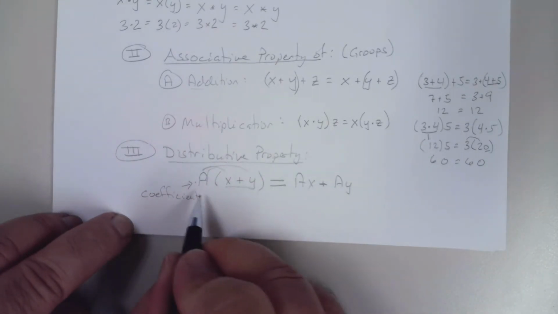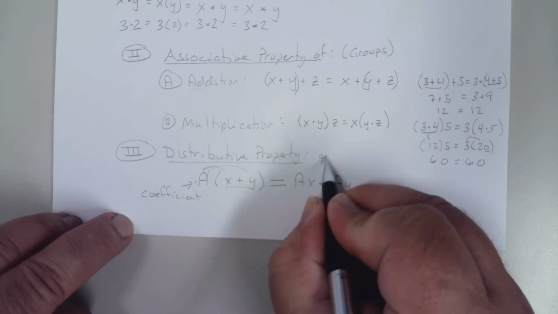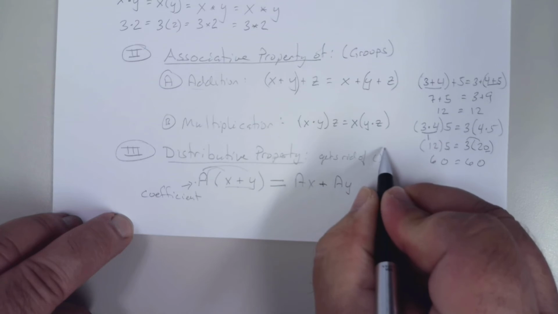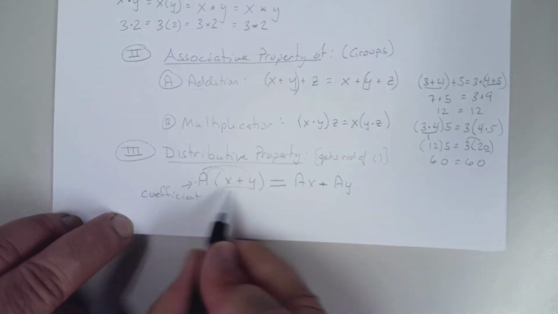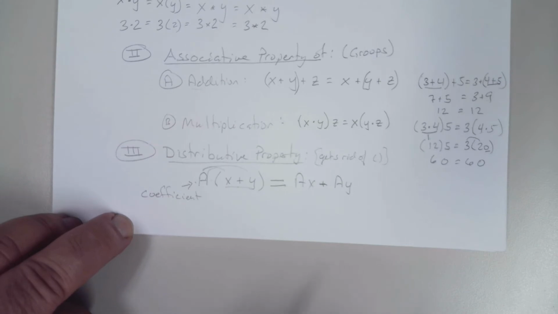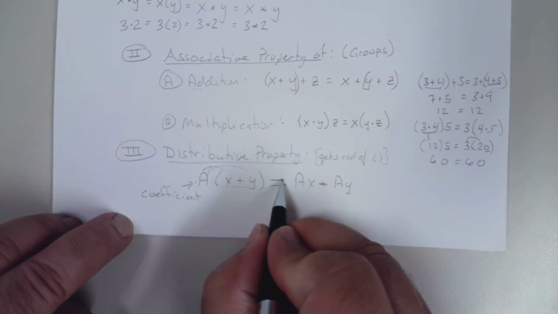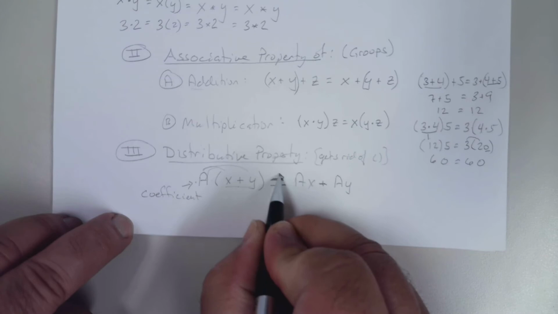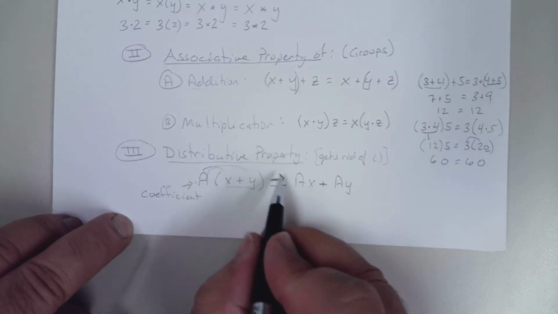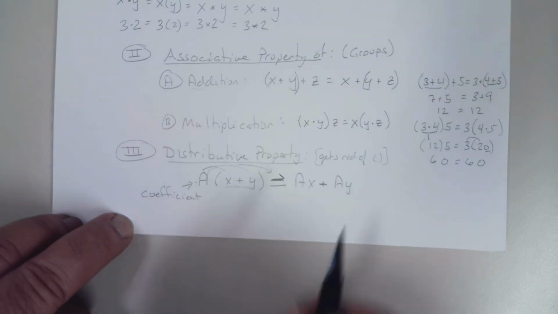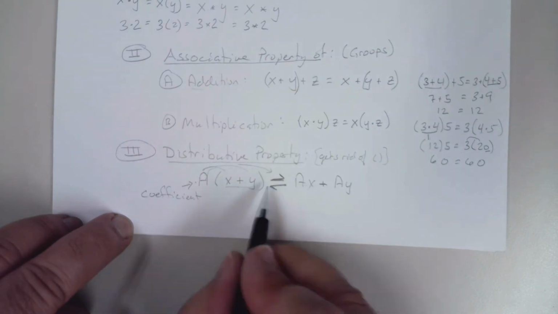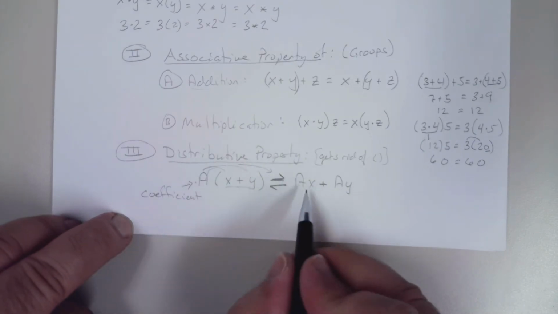What this property does on one side is get rid of parentheses. Because we can't solve anything as long as we have parentheses, so this helps us get rid of it. But that's going this way, from here to here. That's distributivity. But we can also go the other way. That's what equals means. You can go either direction.